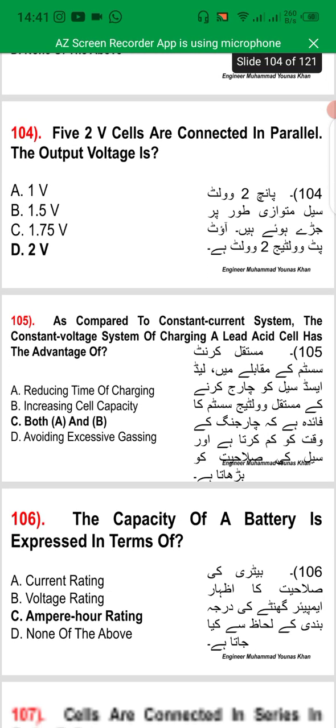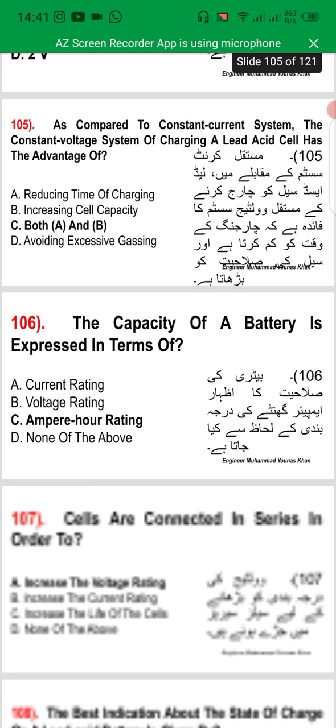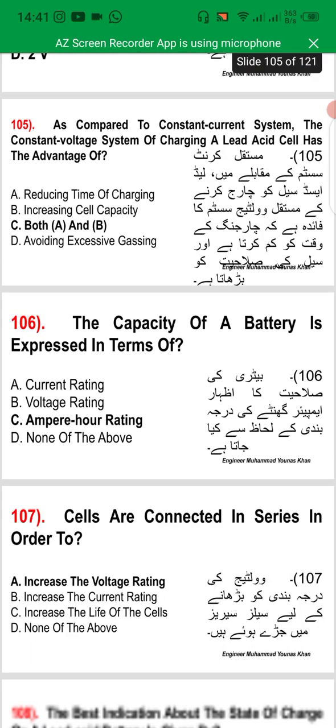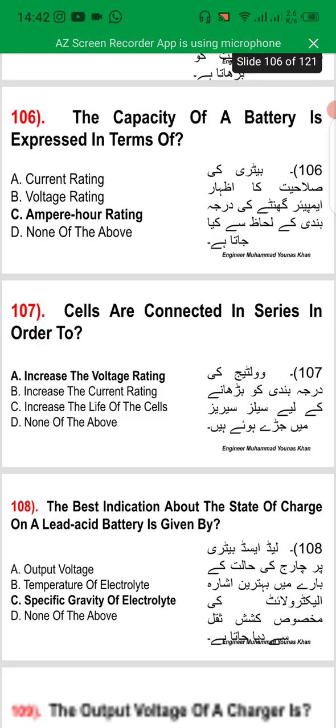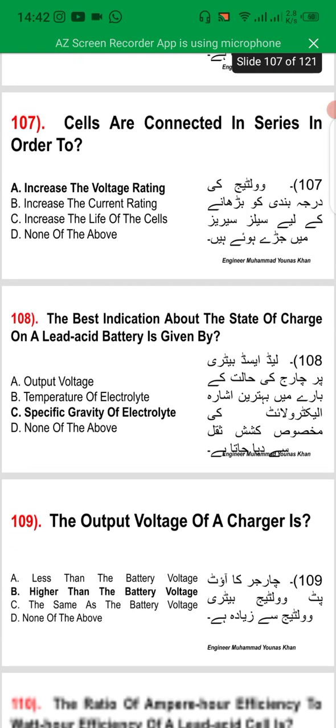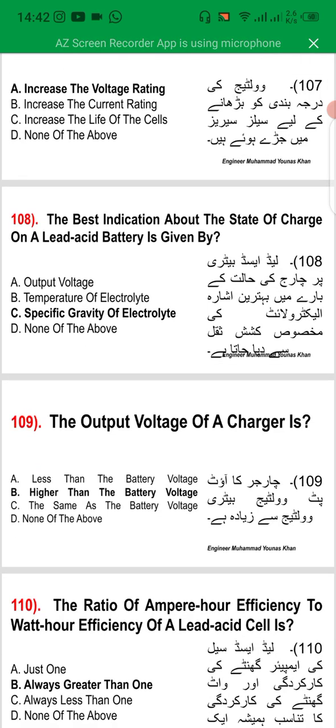If 2 volt cells are connected in parallel, the output voltage is 2 volt. As compared to the constant current system, the constant voltage system of charging a lead acid cell has the advantage of reducing time of charging and increasing cell capacity. The capacity of a battery is expressed in terms of ampere hour rating. Cells are connected in series in order to increase the voltage rating.